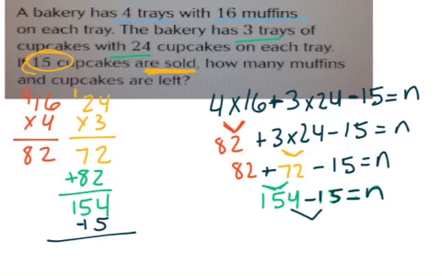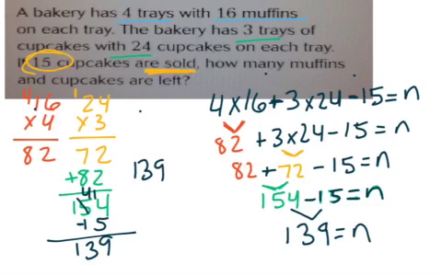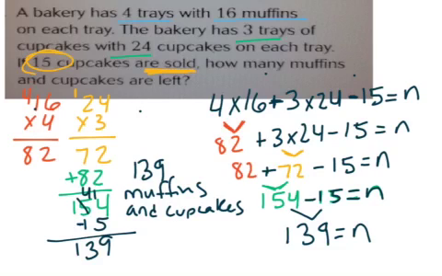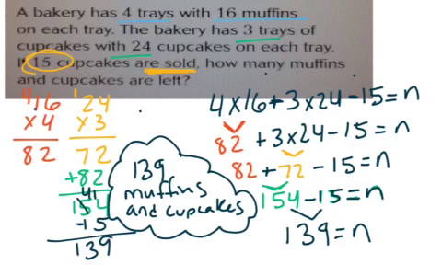Now I can't subtract 4 minus 5, so I borrow. 14 minus 5 is 9, 4 minus 1 is 3, and I bring my 1 down, and I'm left with 139 is equal to n. Now they want to know how many muffins and cupcakes are left, so I have 139 muffins and cupcakes. Remember, I always have to know what I'm talking about. I'm talking about muffins and cupcakes at this point.